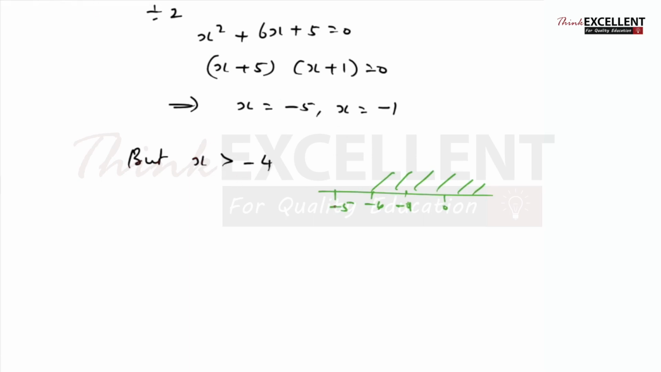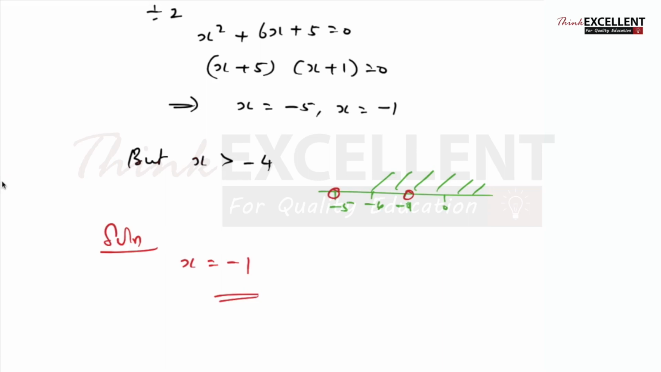Two answers you are getting. One is minus 5, another one is minus 1. So minus 5 is not in that portion, right? More than minus 4. That is minus 4's right side only your answer should be. But this minus 5 is on the left side, so don't take that. So only one answer, x equal to minus 1. This is the only answer.